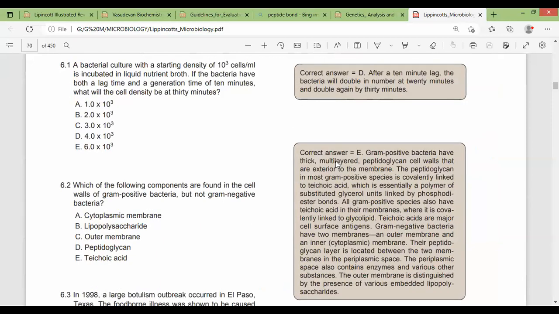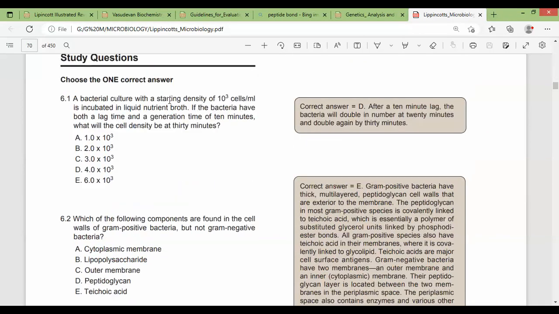So I think looking at these questions, there's a bacterial culture with a starting density of 10 to the power 3 incubated in liquid nutrient broth. If the bacteria have both a lag time and a generation time of 10 minutes, what will be the cell density at 30 minutes?